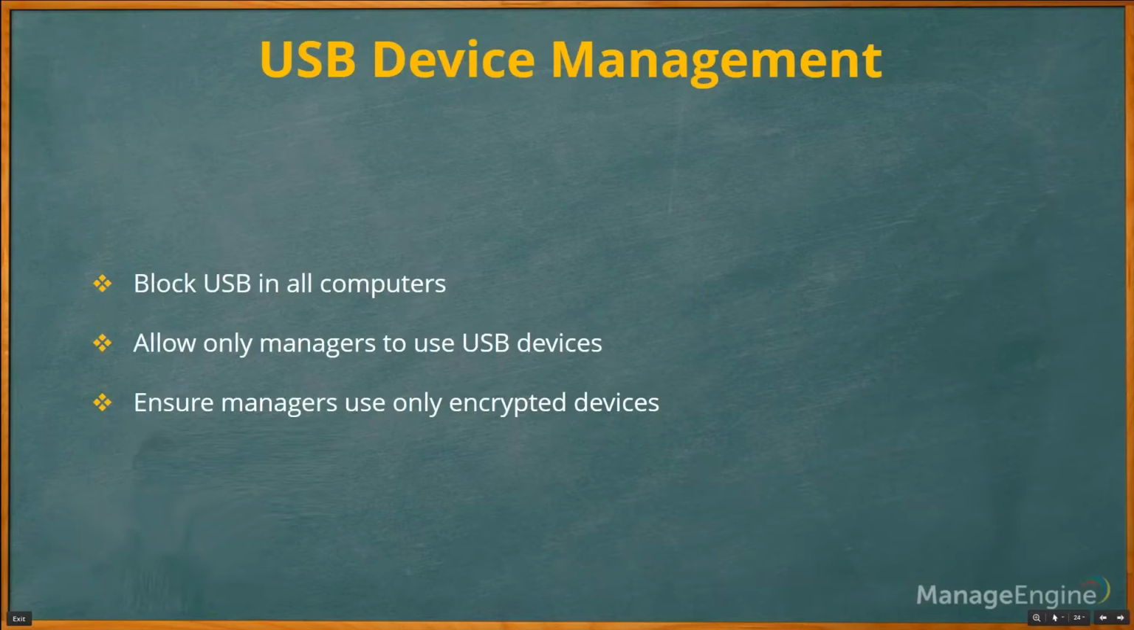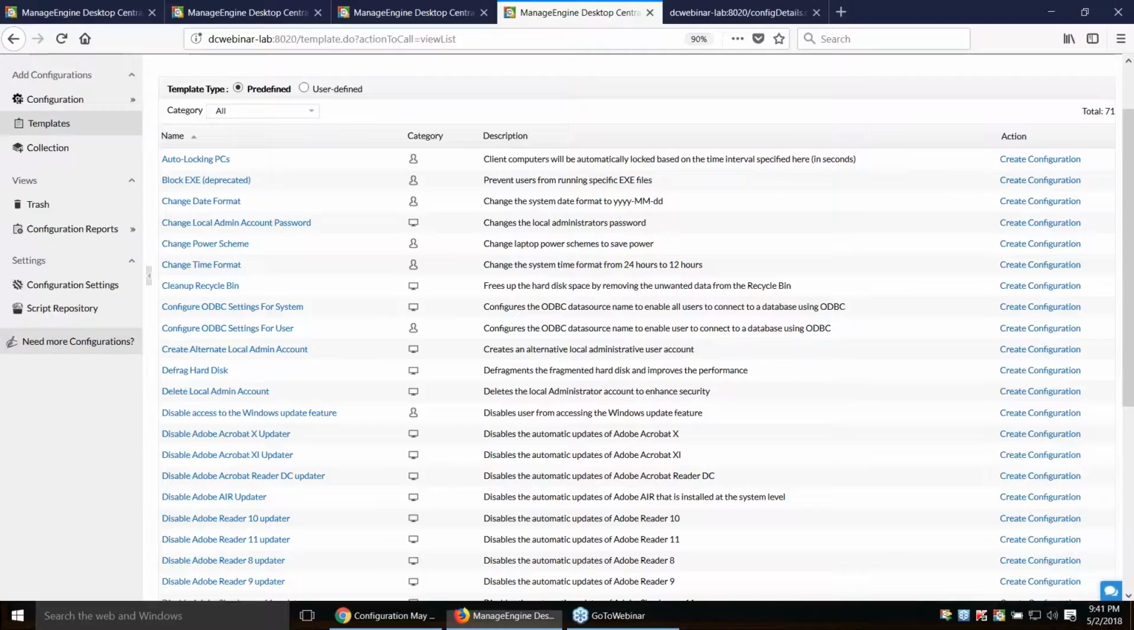Now let's look at USB device management. Now this is one configuration that we use in order to secure our USBs. The objective is to block all the USBs in my enterprise and allow only managers to use the USB devices, and that too, just the encrypted devices should be used by the managers. So in order to do that, we can use configurations. Let's go to the product.